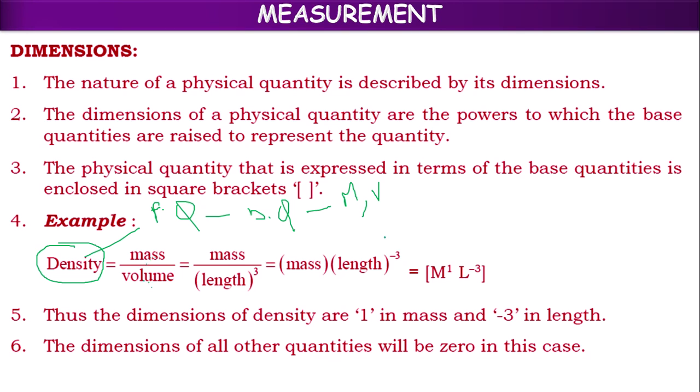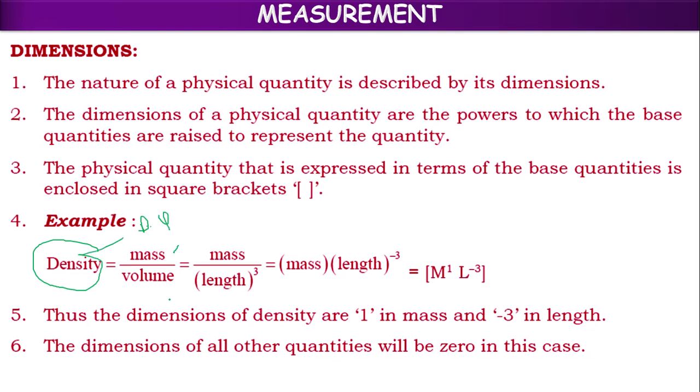The volume formula is again LBH, length into breadth into height. Breadth is also one kind of length, height is also one kind of length. Mass is kept the same, but volume can be converted to length cube, L into L into L, length cube. If this length cube goes to the numerator, mass into length to the power of -3, like that we can write. So here density is a derived quantity.